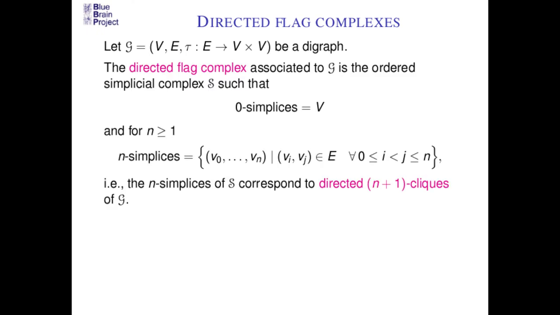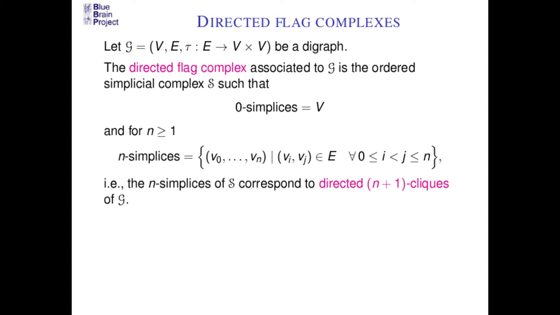And we can associate to this, as Ron said on Sunday, the directed flag complex, which is going to be an ordered simplicial complex. I'm not going to recall the general definition of an ordered simplicial complex. For those who weren't there on Sunday, it's just a variant on the notion of simplicial complex. Zero simplices are the vertices, and the n simplices for n greater than or equal to 1 are going to be lists of n plus 1 vertices, such that if I look at them in order, v_i v_j for i less than j is always going to be an edge in my directed graph. Perhaps it would be better to say that there is an edge whose tau is v_i v_j.